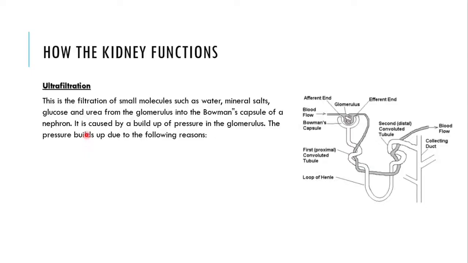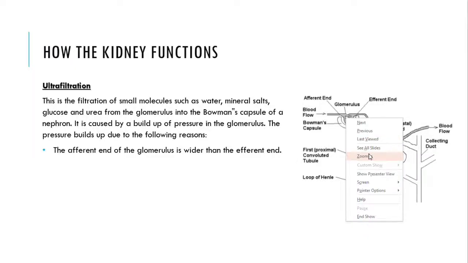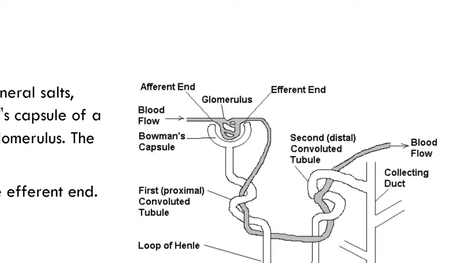So this is the filtration of small molecules such as water, mineral salts, glucose, and urea from the glomerulus into the Bowman's capsule of a nephron. It is caused by a buildup of pressure in the glomerulus. There is pressure that is built in the glomerulus, and this pressure builds up due to the following reasons. Number one, the afferent end of the glomerulus is wider than the efferent end. So there's pressure that is going to build up in the glomerulus, and that is because the afferent end is wider than the efferent end.